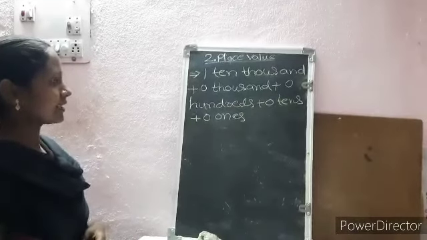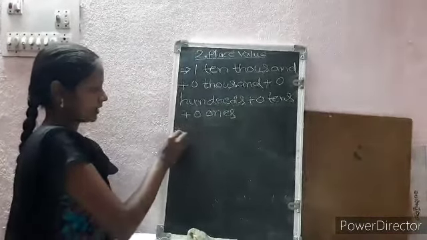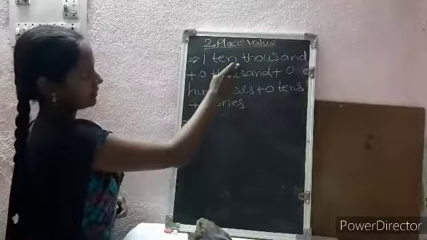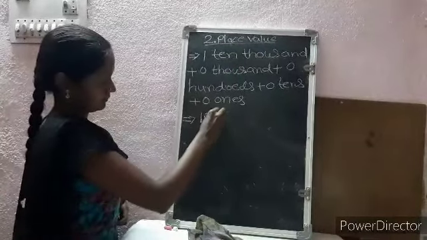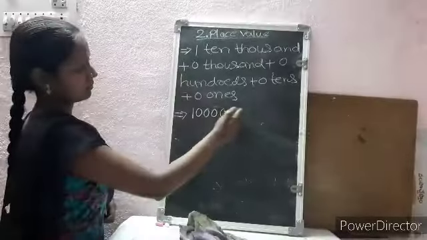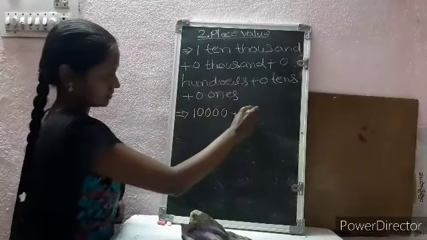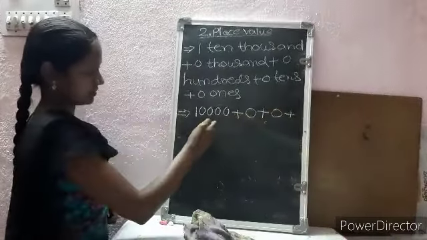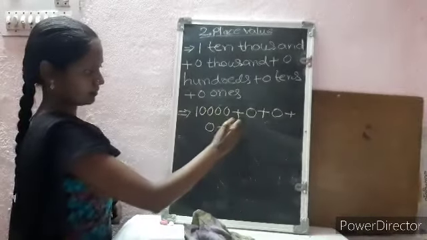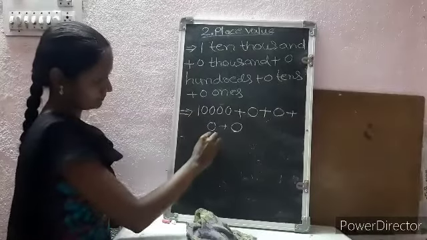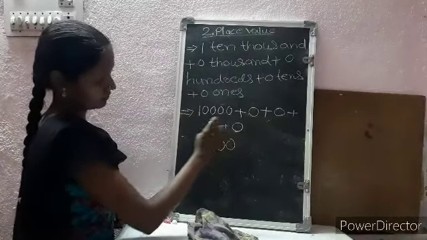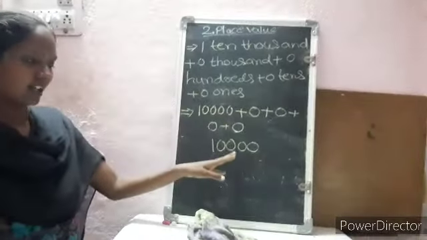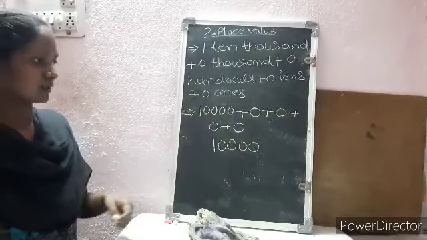Now we write the extended form in figures. 1 ten thousand, 0 thousands, 0 hundreds, 0 tens, 0 ones. Now we write 1, 0, 0, 0, 0. So what is the name of this number? 10,000.